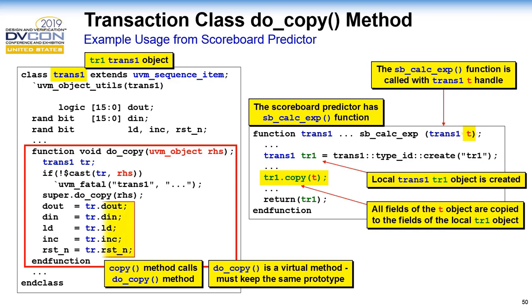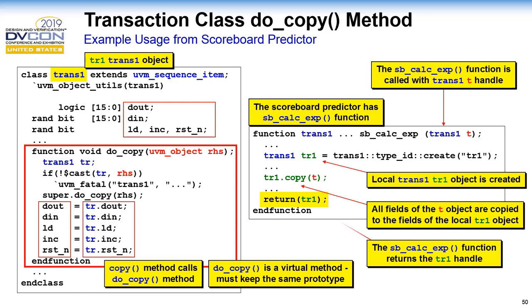So all the fields of the T transaction are now being copied to the transaction here. I typically then, in calculate expected, figure out what the new outputs should be. I place them in my copied transaction, and so those will be copied right there. And then I'm going to return the transaction back to the predictor, which will then broadcast it over to the comparator. And so I'm taking advantage of this upcasting and downcasting inside of UVM in these do methods.